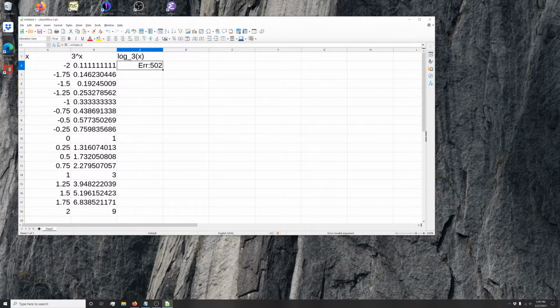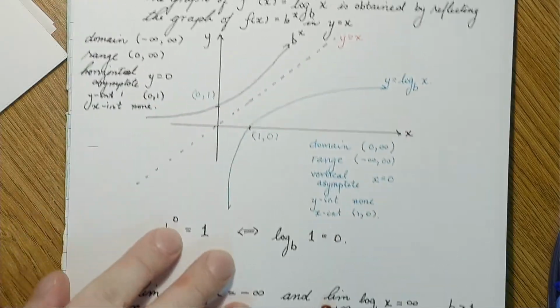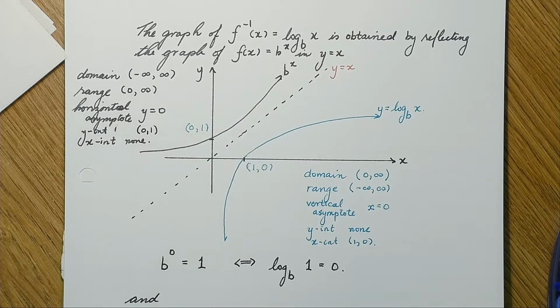Everyone in the chat should be saying, why? Why is it an error? B is greater than 1. Yes, someone wrote it's a negative exponent.